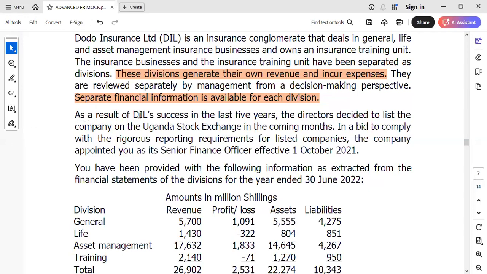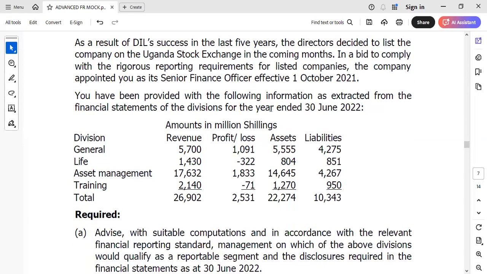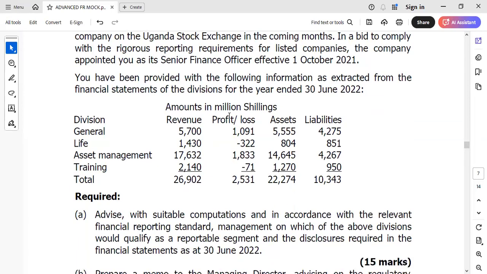Okay, they are telling us that as a result of DIL's success in the last 5 years, the directors decided to list the company on the Uganda Stock Exchange in the coming months. In a bid to comply with the rigorous reporting requirements for listed companies, the company appointed you as its senior finance officer effective 1st October 2021. You have been provided with the following information as extracted from the financial statements.